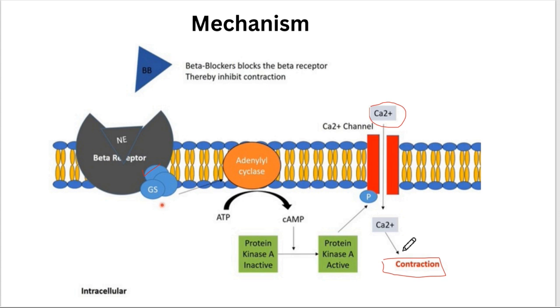Now what happens when the beta blocker binds to the beta receptor, we'll see. Okay, up to here, contraction is happening. Now this contraction is what we do not need. That's why we are giving the drug beta blocker. Okay, simply the principle behind the beta blocker is that we have to inhibit the contraction. So how? Let's see.